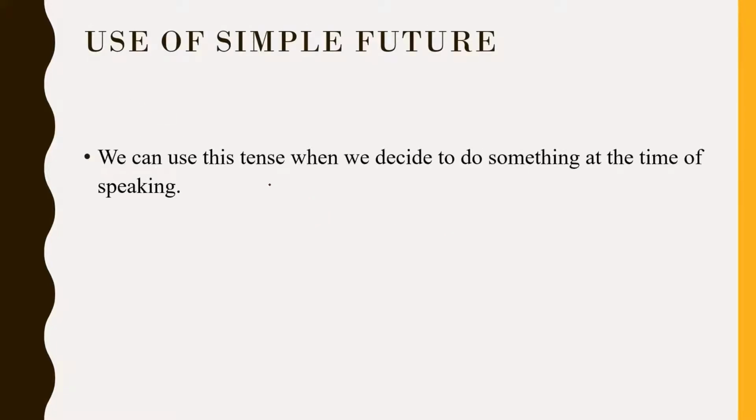Third, we can use this tense when we decide to do something at the time of speaking. Example: it is raining. I shall take the umbrella. Here the word shall expresses that it is in future tense.